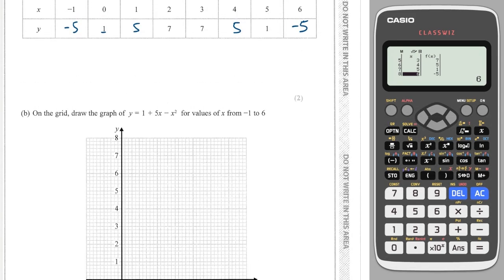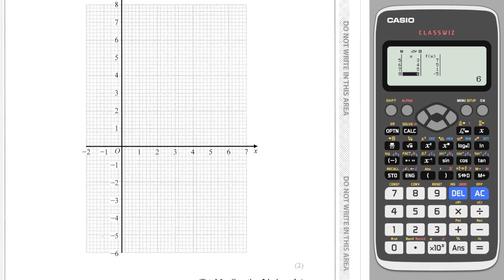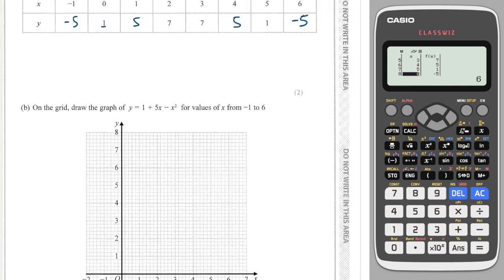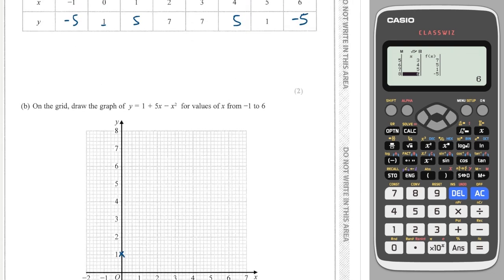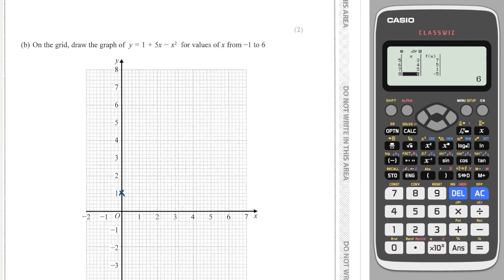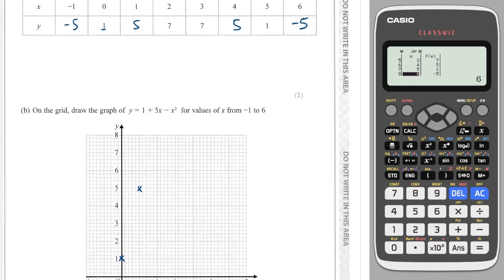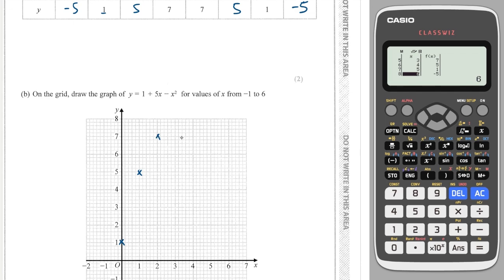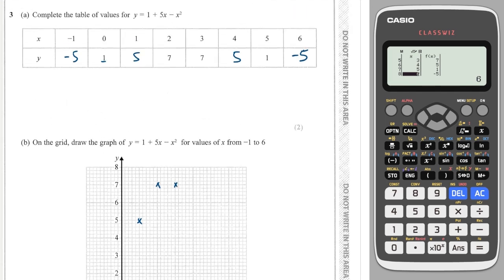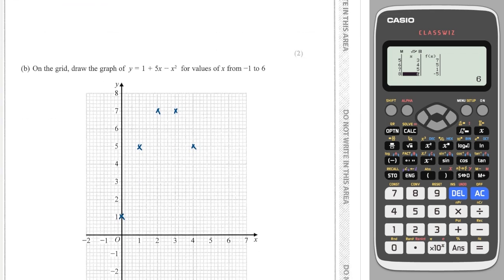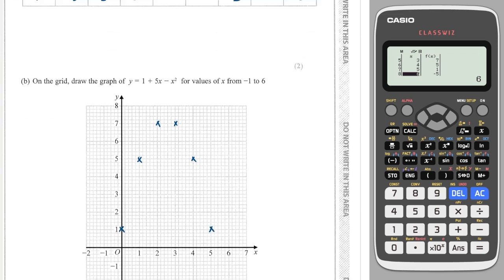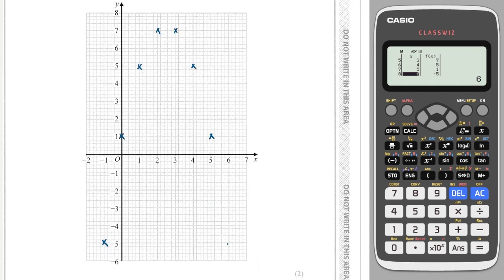So the first coordinate is minus 1, minus 5, which is there, and then it's 0, 1, which is there, and then it's 1, 5, and then it's 2, 7, and then it's 3, 7, and then it's 4, 5, 5, 1, and then the last one is minus 5 at 6. Okay, and then you connect it up with a smooth curve.